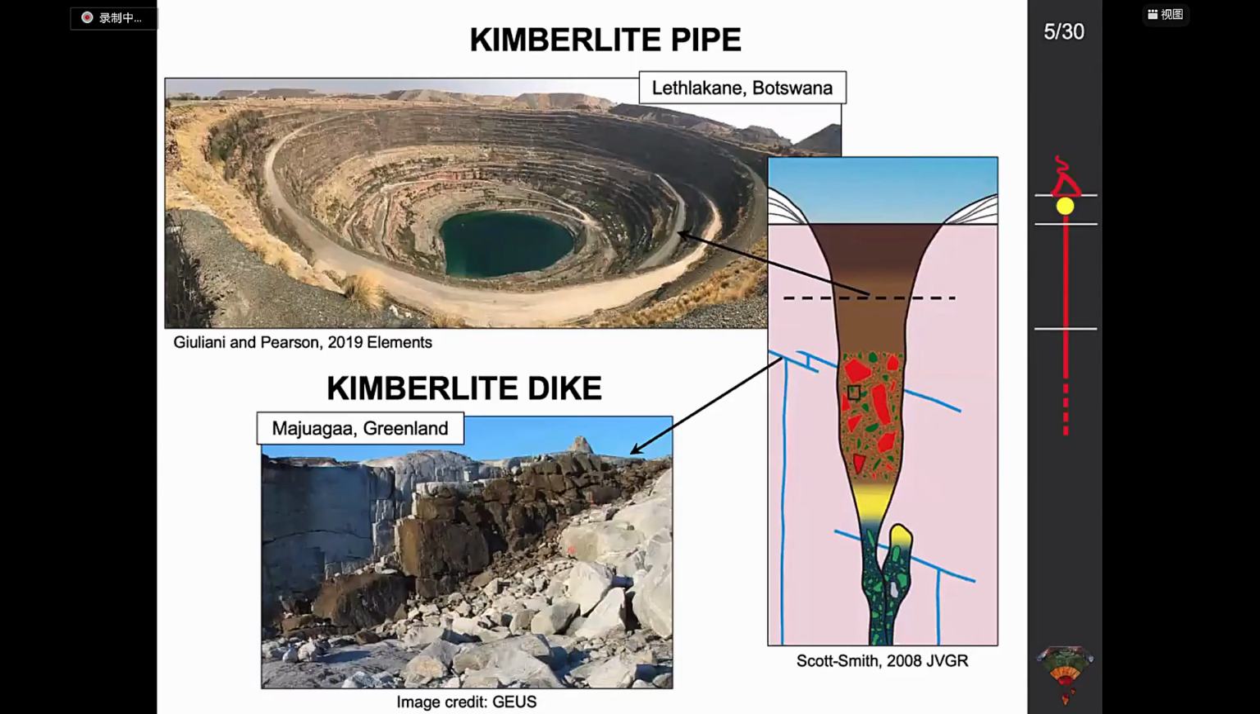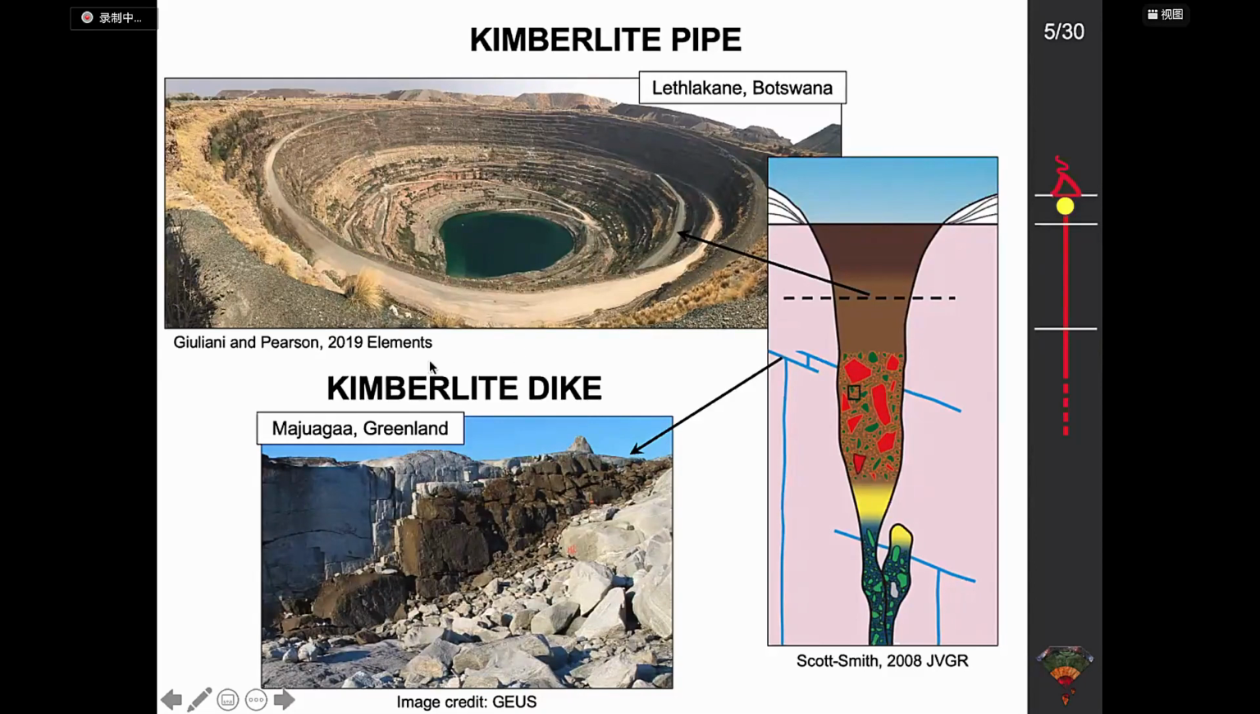So this is what kimberlites actually look like. These are the emplacement mechanisms of kimberlites in the upper crust. They're either pipes, which are carrot-shaped diatremes that can be as deep as about 2 or maximum 3 kilometers. And this is an aerial view of the mine pit of the Letlhakane diamond mine in Botswana.